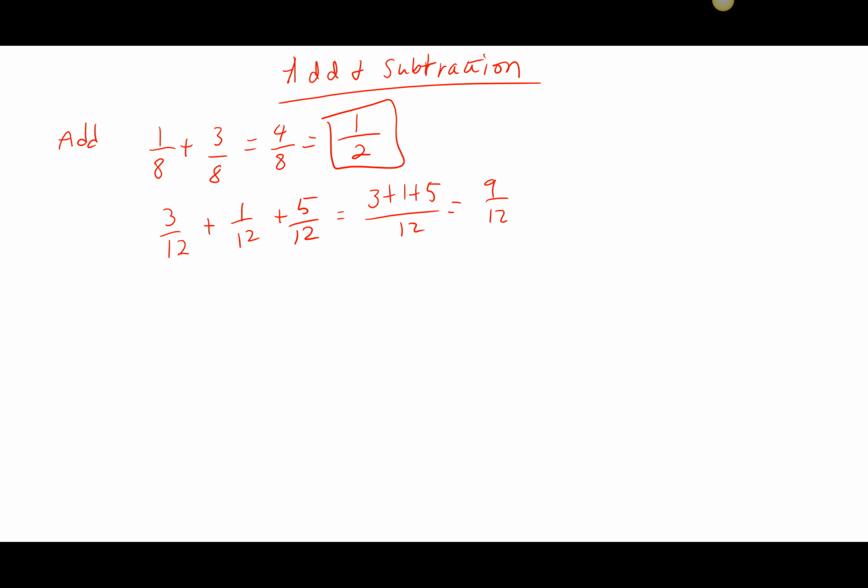3 will go into 9 3 times. 3 will go into 12 4 times. So we had to reduce that to 3/4. Now, how do we add a mixed number? How to add a mixed number.